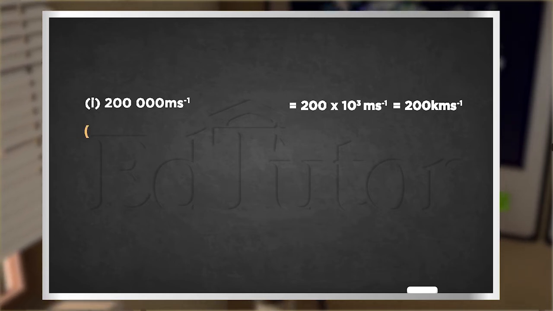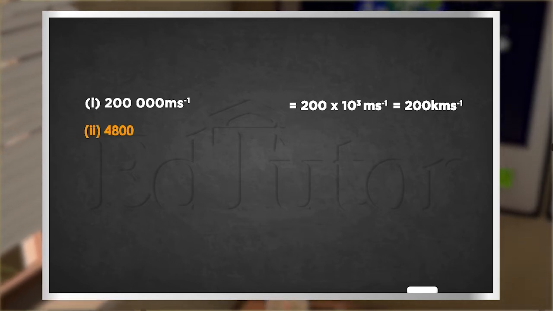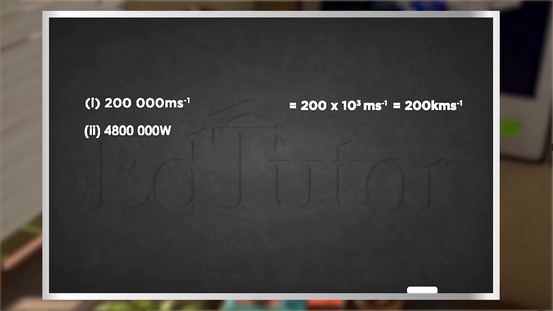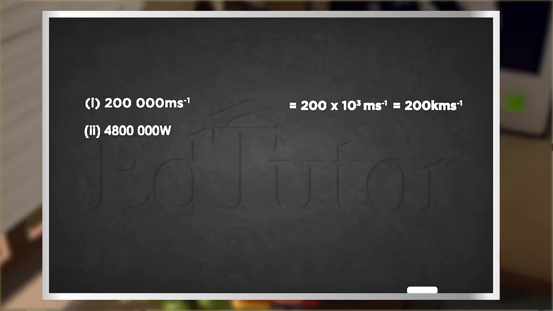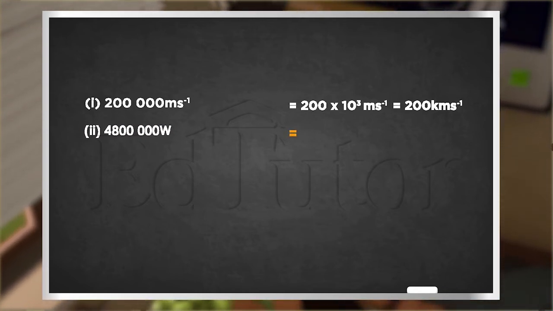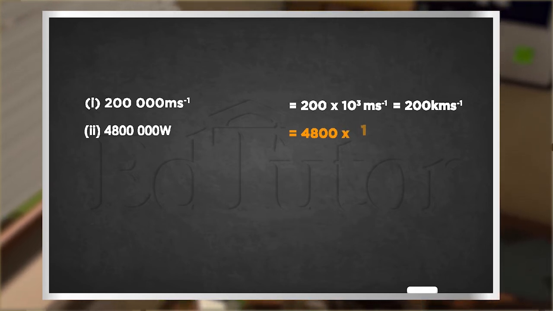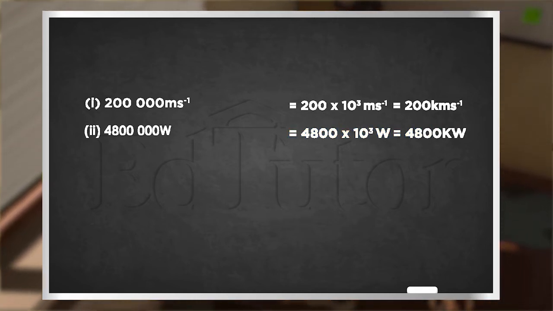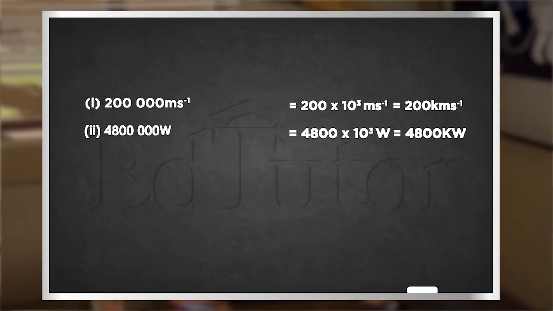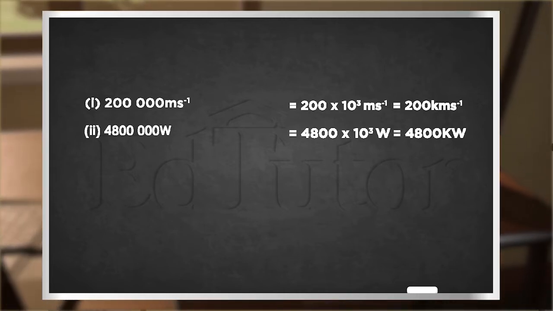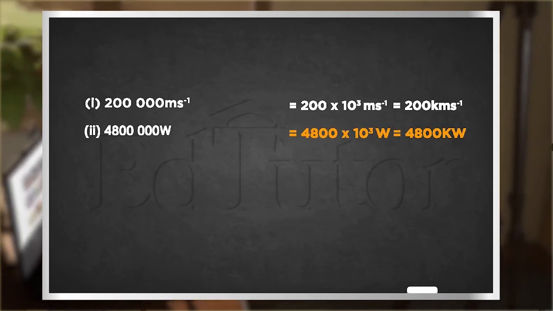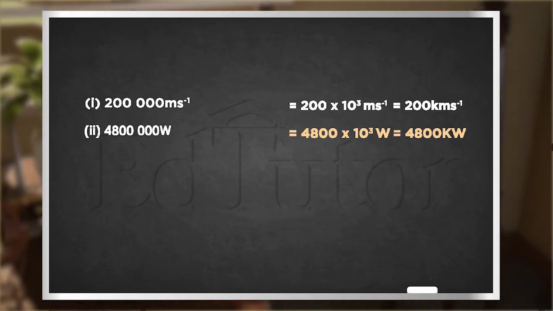In another example, the number 480000 watts can be written in 2 or 3 standard notations. Starting with the smallest, we can write this as 4800 multiplied with 10 raised to the power of 3 watts. I'm sure by now everyone knows what 10 raised to the power of 3 represents. We thus write it as 4800 kilowatt.